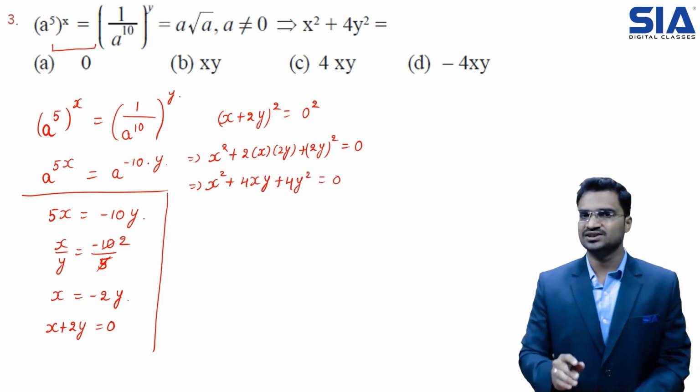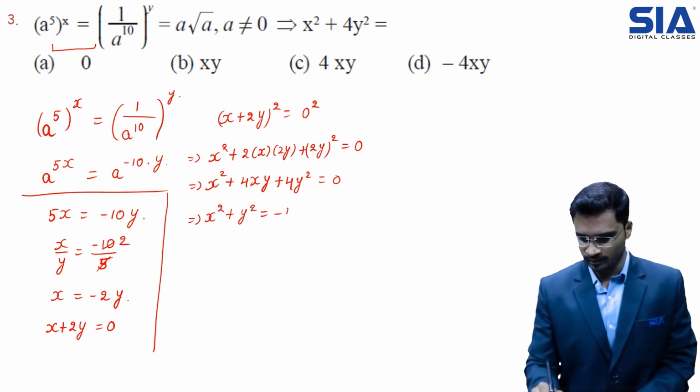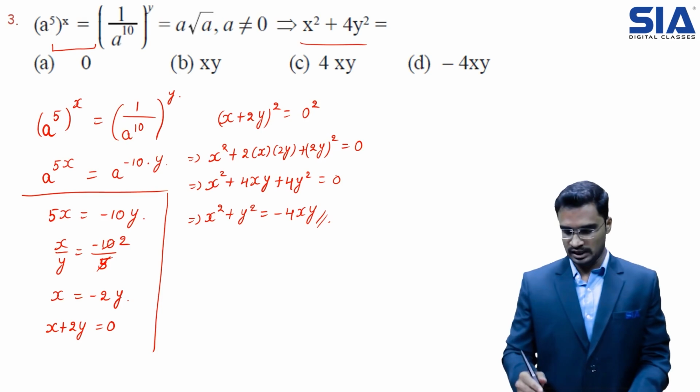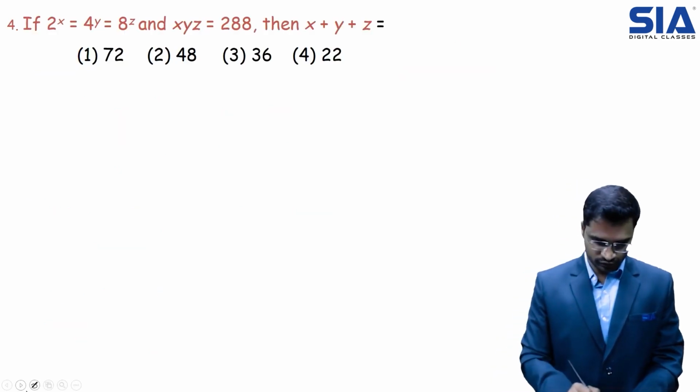Now sending the 4y square to the right side, I am getting x square plus y square is equal to minus 4xy, which is our answer. Here he asked what is the value of x square plus 4y square. Our answer is minus 4xy, which is option D. Coming to the fourth question.